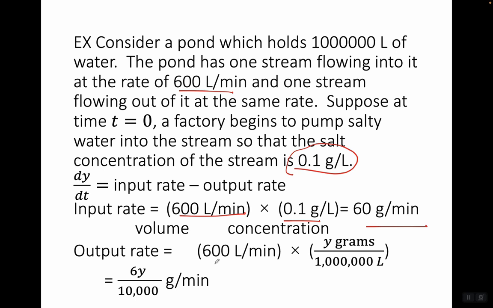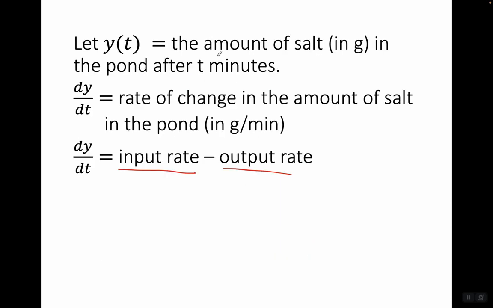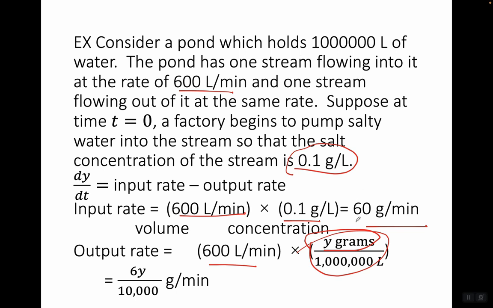The output rate's a little trickier. Okay, so it's still volume times concentration. The volume of water flowing out of the pond is, again, 600 liters per minute. And here's the concentration of salt in the pond. At any given time, the amount of salt in the pond is y grams. That's how we defined it. Remember? y is the amount of salt in the pond, or the mass of the salt in the pond. When we divide that by the volume of the pond, we get the concentration. So it's y grams per million liters. Multiply those together, and you get an output rate of 6y over 10,000 grams per minute.